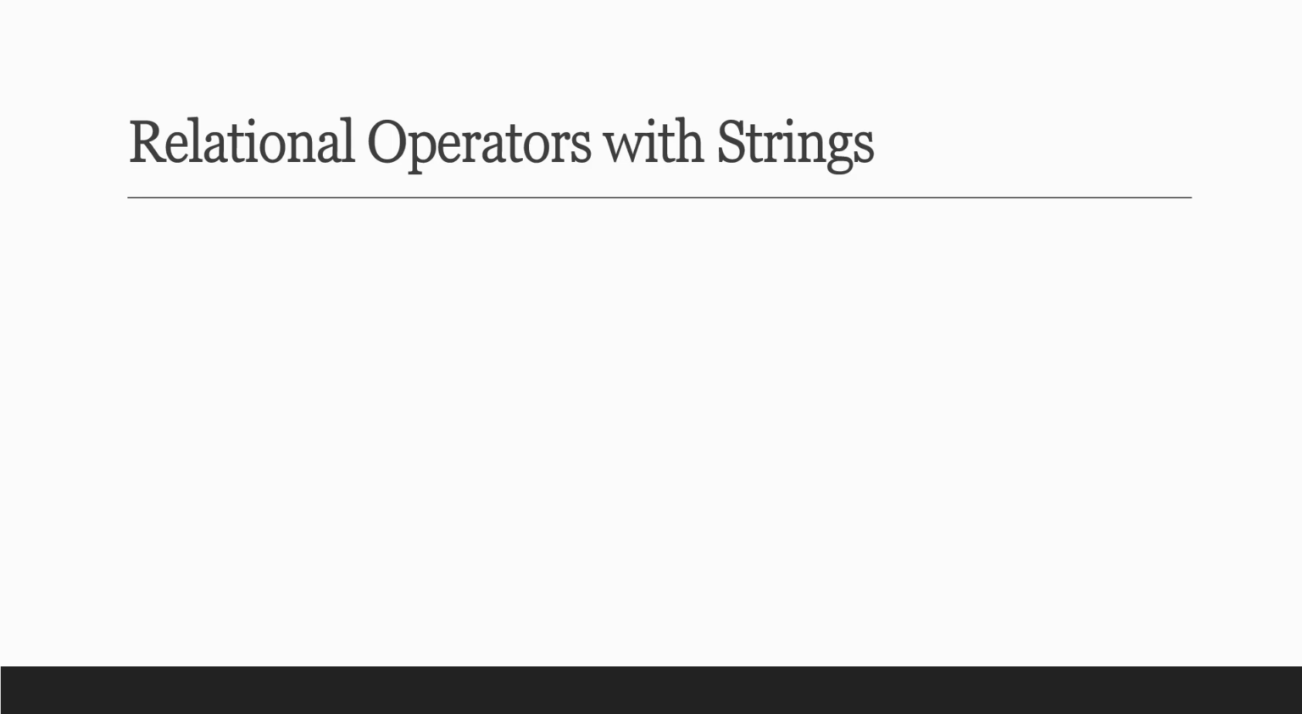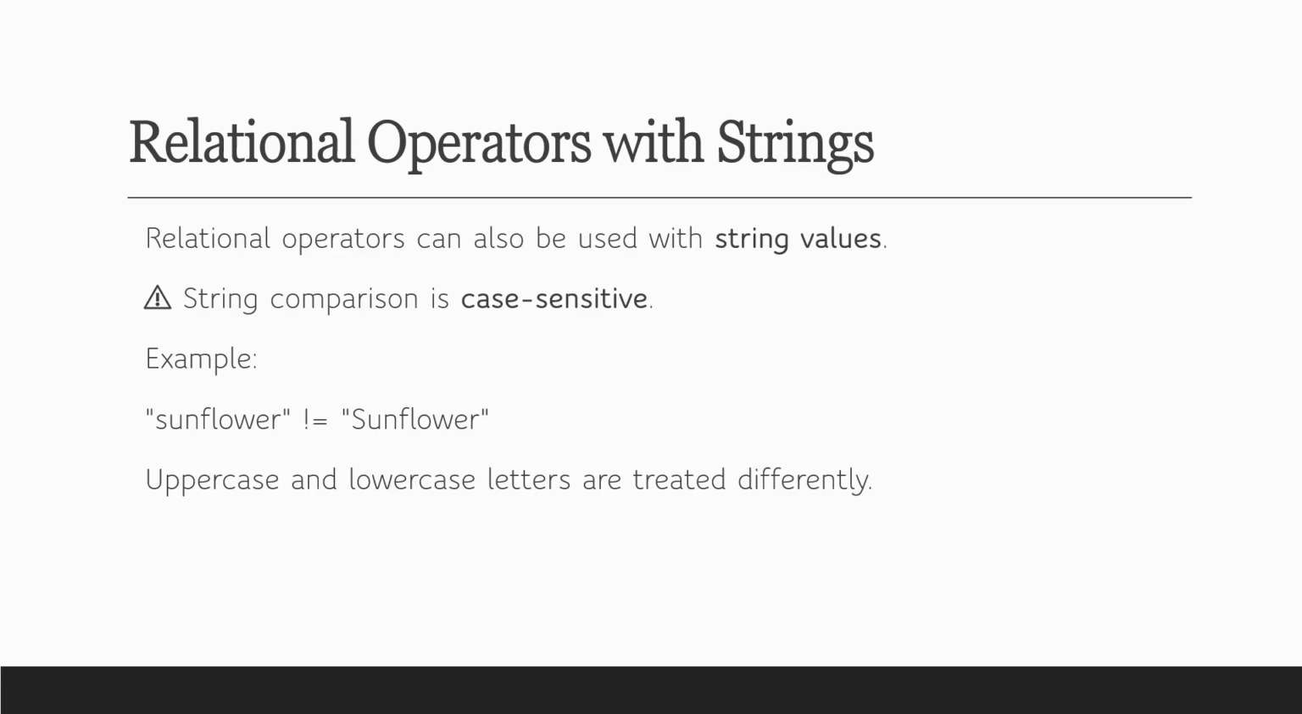In this slide, we will understand relational operators with strings. Relational operators can also be used with string values, not just numbers. This means we can compare two words or pieces of text in Python. However, there is one very important rule to remember. String comparison is case sensitive. This means uppercase letters and lowercase letters are treated as different characters.